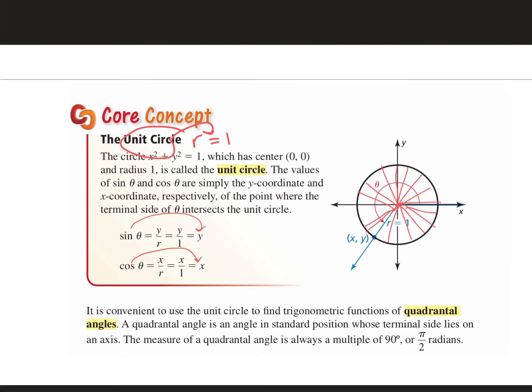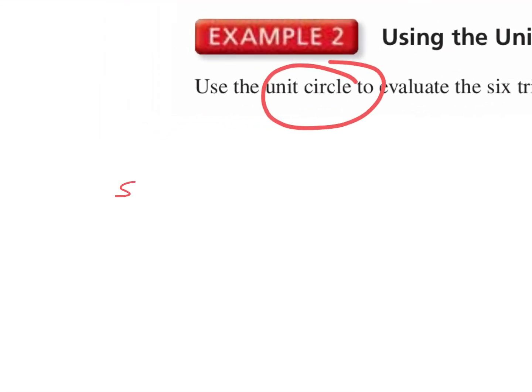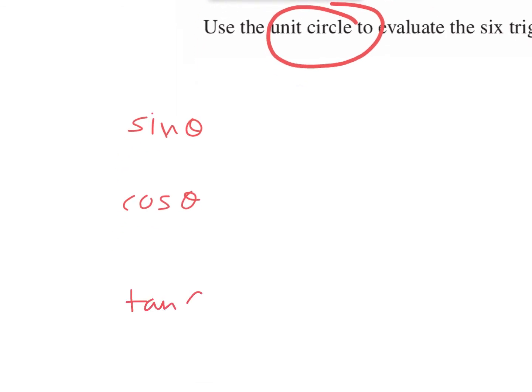So let's look at example 2. Use the unit circle to evaluate the 6 trig functions of theta equal to 270. So our 6 trig functions, we have sine, cosine, tangent, cosecant, secant, and cotangent.